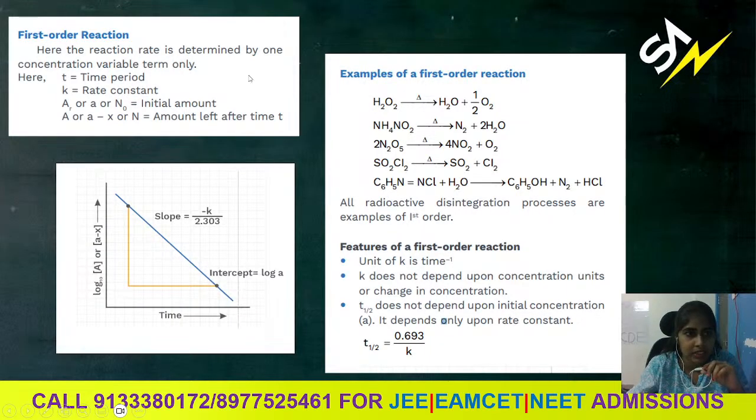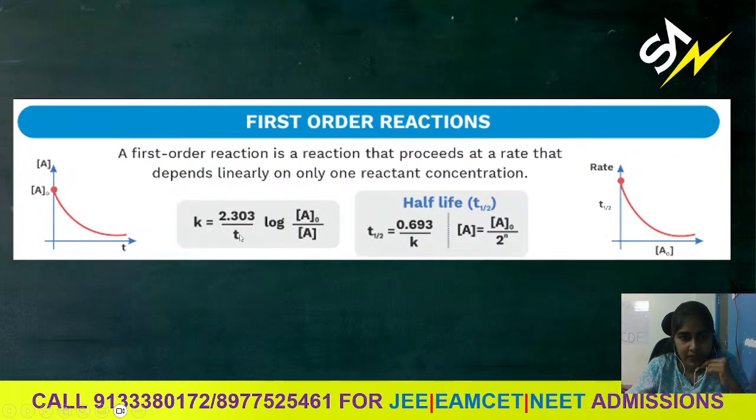Next we have seen the first order reaction. So what is meant by first order reaction? Here the rate of reaction is determined by one concentration variable only. Because it is first order, it depends on only one variable. So these are the examples, and this is the rate equation for first order reaction. k is equal to 2.303 by t log of concentration of A naught by concentration of A.